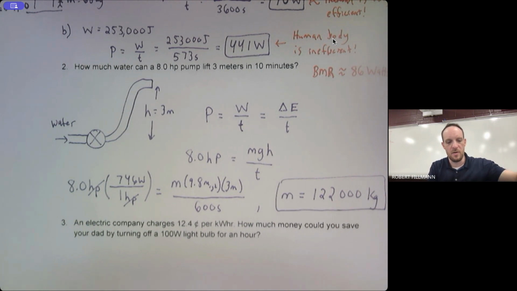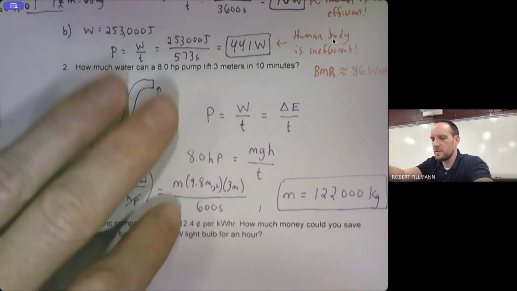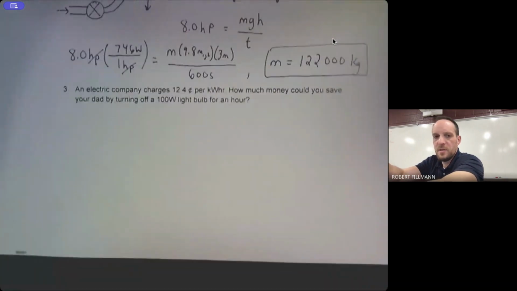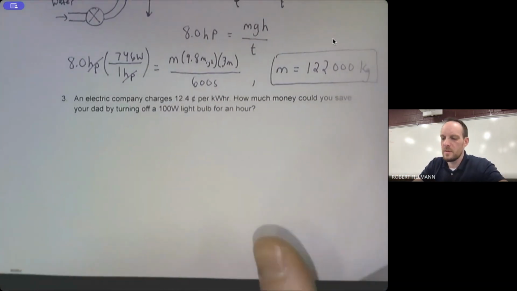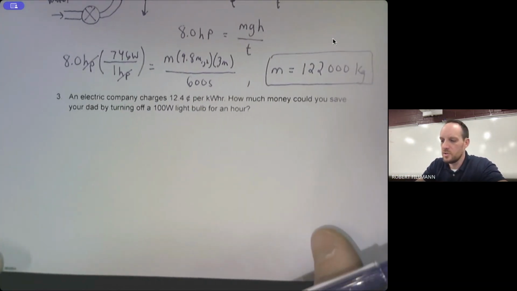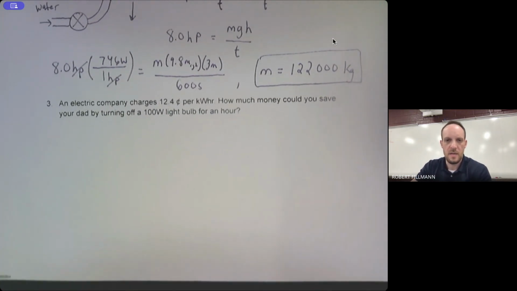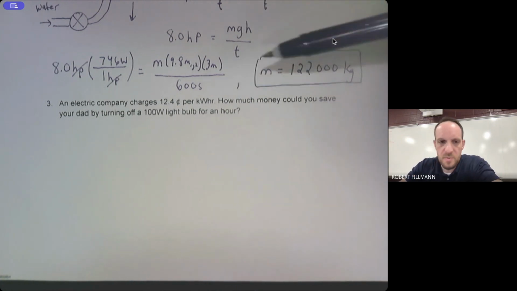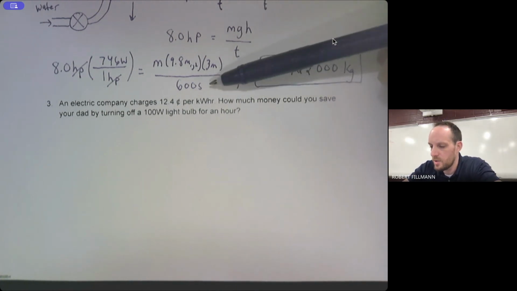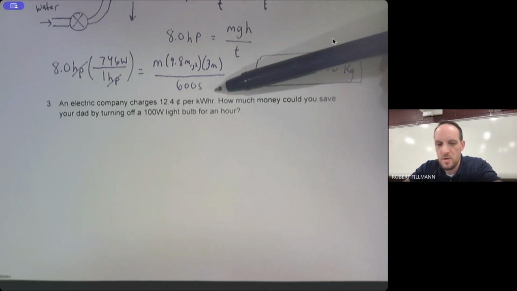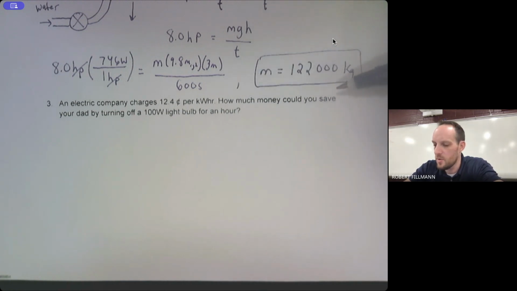Another place where power comes up in everyday life is how energy is billed, or how you pay for it. When the electric company charges you for electricity, they bill you in terms of the watts that you use and the time at which you use those watts. So specifically here, we're told the electric company is charging 12.4 cents per kilowatt hour. How much money could you save your dad?